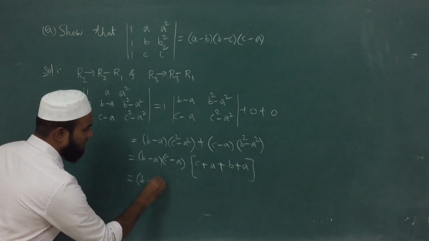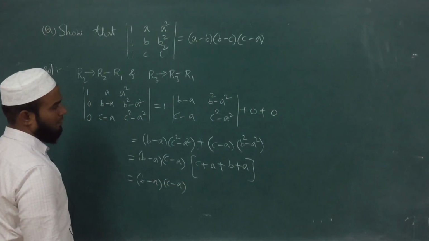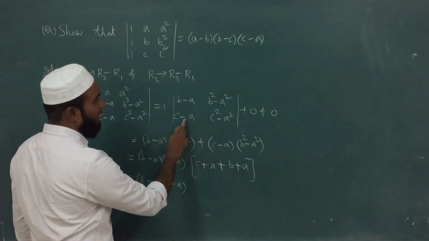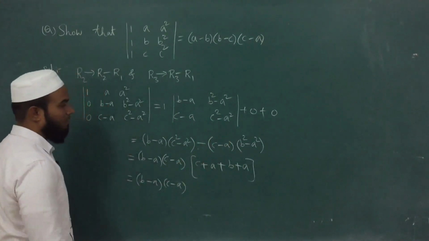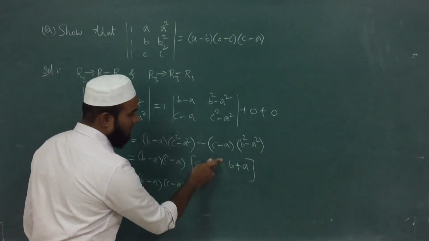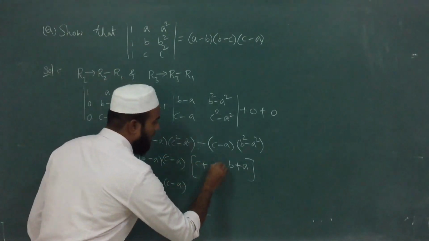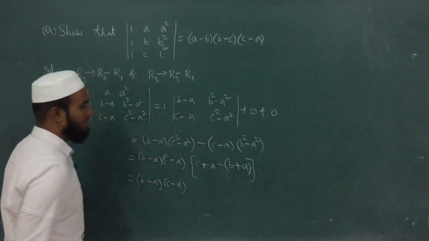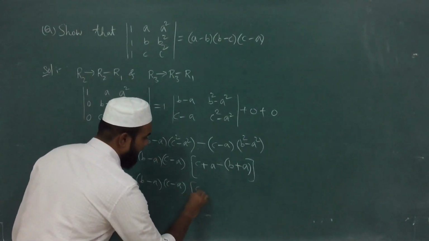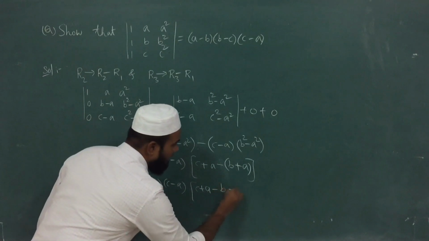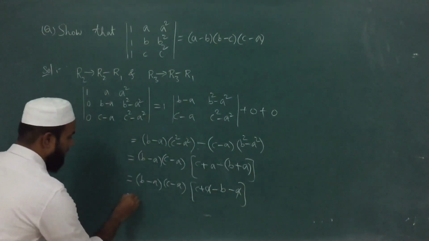Let us simplify this: (b minus a)(c minus a), sorry, here it is AD minus BC, no? So this will be minus, sorry, I made a mistake here. When I am taking (b minus a)(c minus a) common, here minus will remain, so minus of (b plus a). Then let us simplify: c plus a minus b minus a, this a will get cancelled, remaining is c minus b.